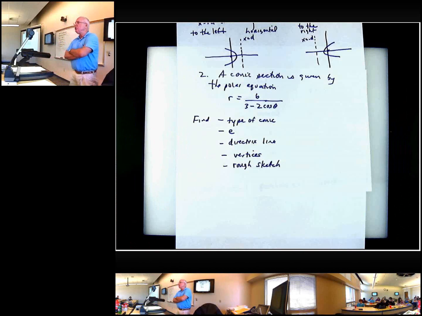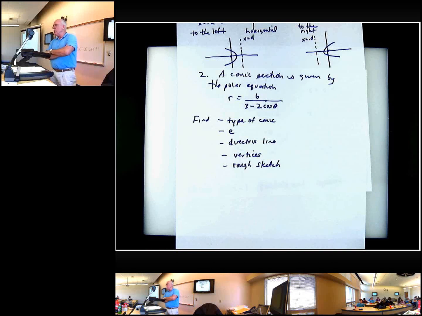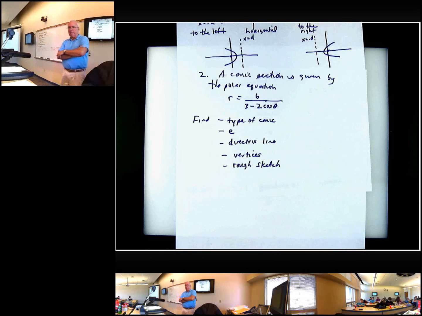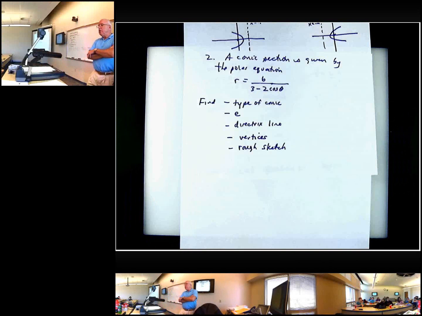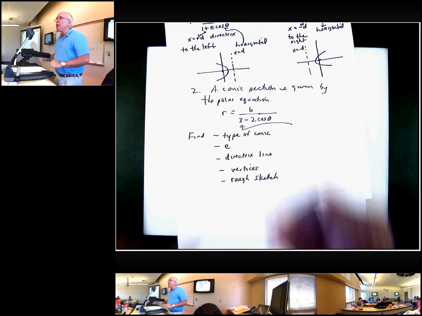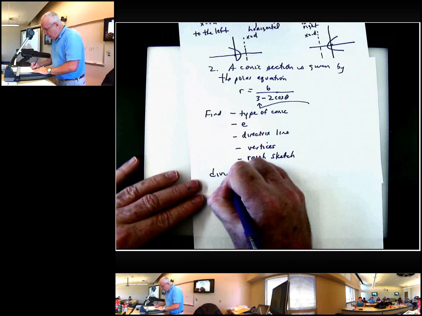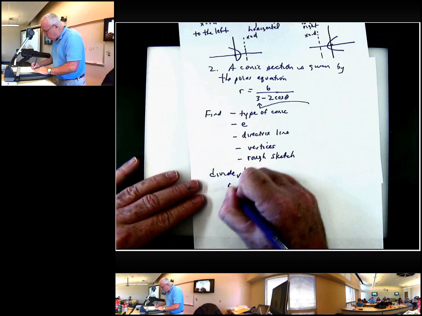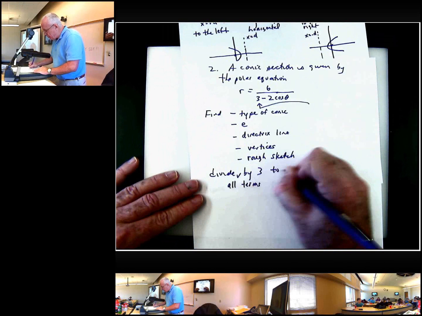By the way, on the test, I will be providing the blank graph on it. You will have some graphs to do on the exam. Okay. So first of all, the first thing we need to do to this given polar equation is to get that 3 changed into a 1. So I have to divide everything on top and bottom by the number 3. That's the first thing you have to do: divide all terms by 3 to get it in the right form.